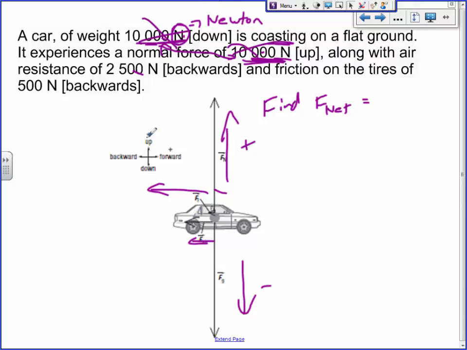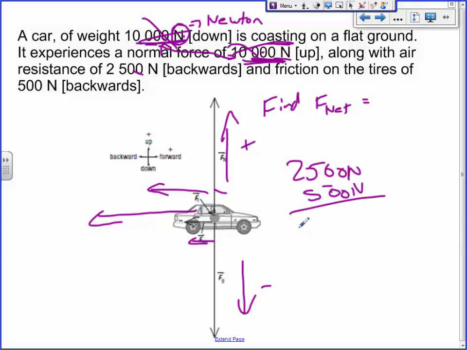But wouldn't you agree that there's a couple of sets of forces pulling it backwards? So there's 2,500 newtons pulling it backwards. There's 500 newtons pulling it backwards. So your net force is going to be 3,000 newtons backwards.